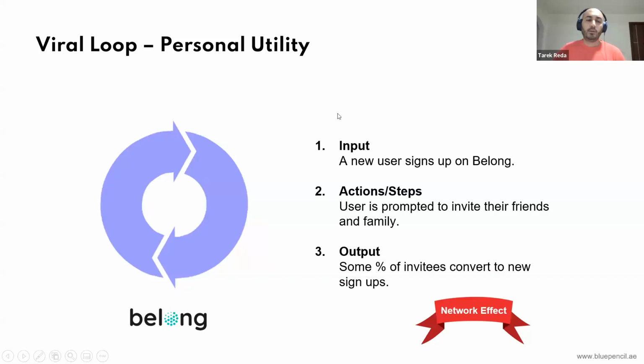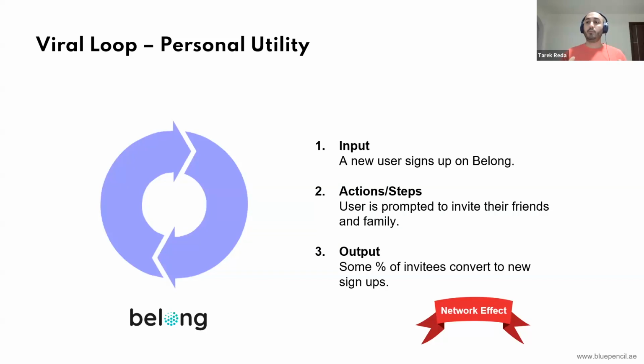Starting with the first one, a viral loop with a personal utility. Before we go into the steps of the loop, to explain it in very simple terms, this is a loop based around the idea that when a user comes to your product and uses it, this user is going to invite or refer your product to someone else, because when they do that, they get more value from the product.